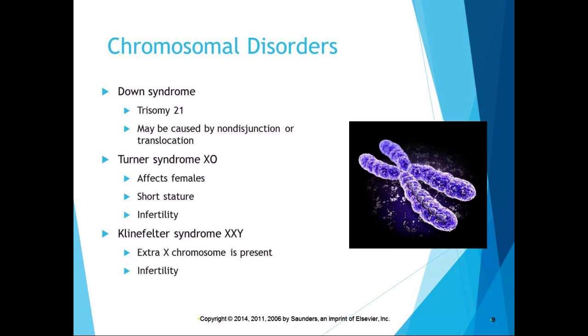Turner syndrome is XO syndrome, where the person has an X but not a second X, or a Y either. When you just have an X and no Y, you turn out as female. Usually Turner syndrome females are of short stature and they are infertile. Klinefelter syndrome is sort of the opposite: 2 X's and 1 Y, there's an extra X chromosome present.